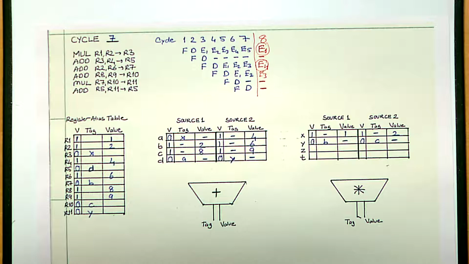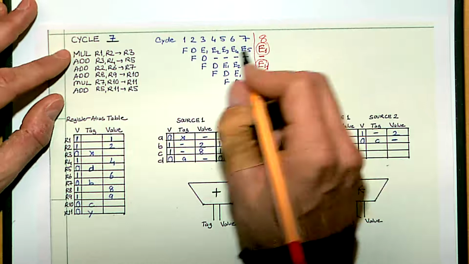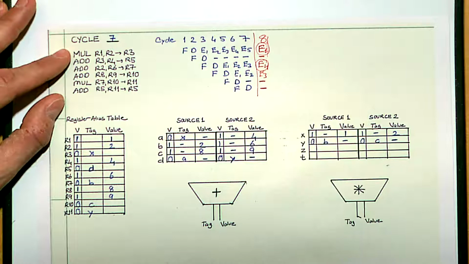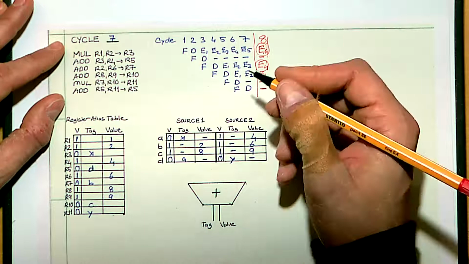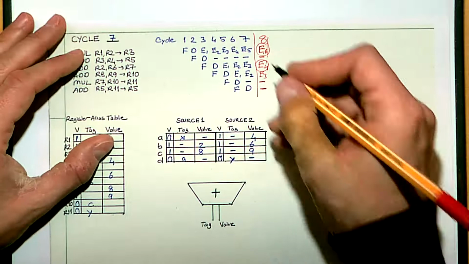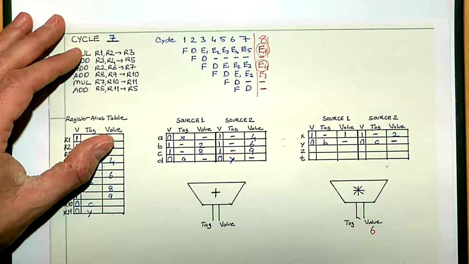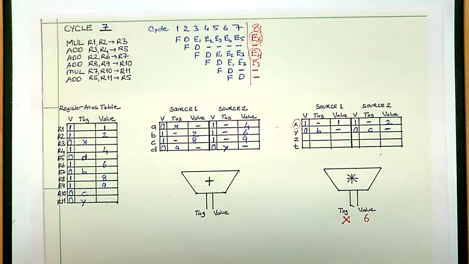Let's see. This multiply, remember, multiply takes 6 cycles. So at the last stage of its execution, it's going to broadcast its tag and the value it produces such that all dependent instructions can capture the value and the tag. So I'm going to assume that the value produced is 6. The tag of the multiply coming out of the multiplier pipeline is X. So the multiply is going to broadcast this tag and value to all tag and value locations in the machine.